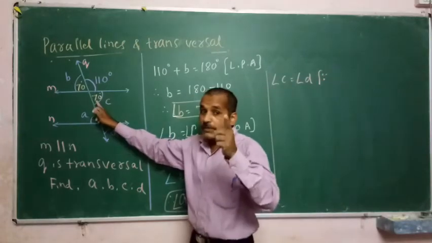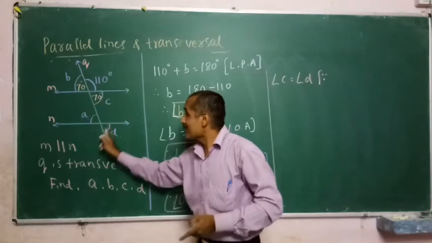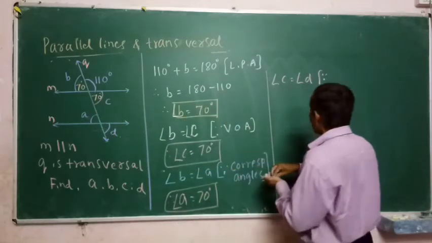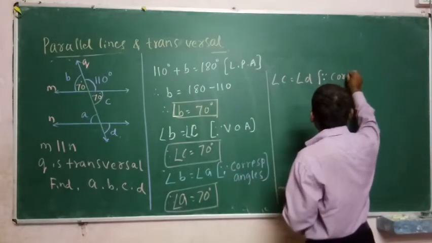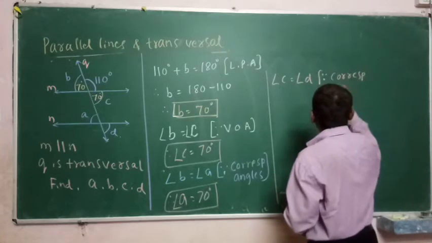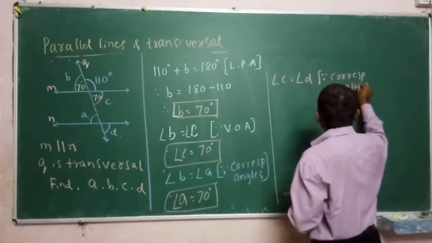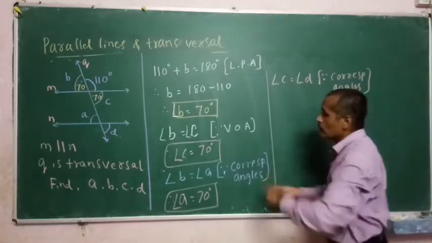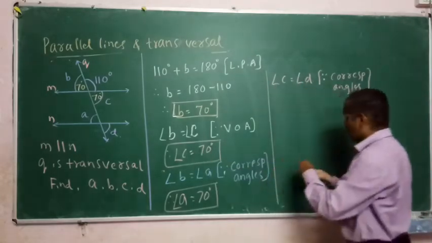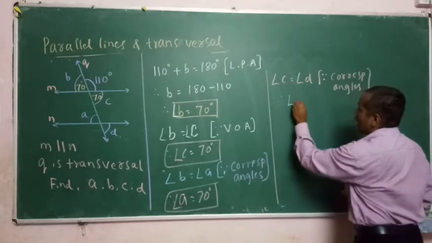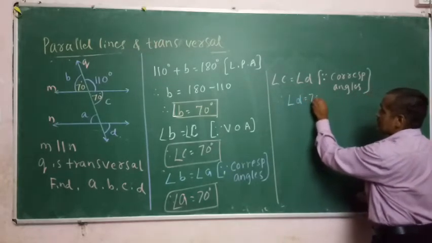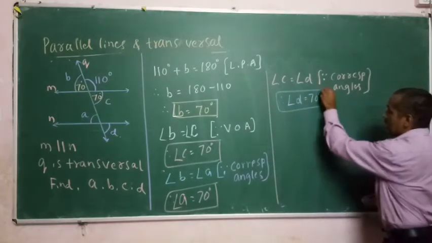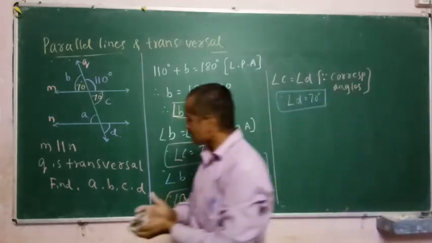You should know what type of angles they are. They are called corresponding angles, and you know that corresponding angles are equal to each other. Out of these two, which angle is known to you? Angle C is 70, you know. We can say therefore angle D is also 70 degrees. That is the end of the problem.